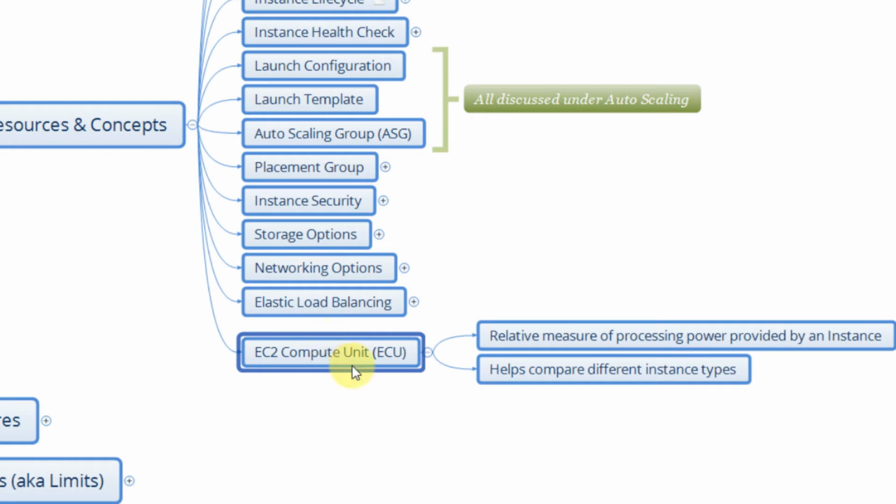And what's an EC2 compute unit? Given that there are 300 different types of instances, it's very difficult to compare the instances without a normalized measure of compute capacity. So the EC2 compute unit is a measure of processing power that an instance provides. It's a standardized measure, so it's easy to compare different instances and their power.